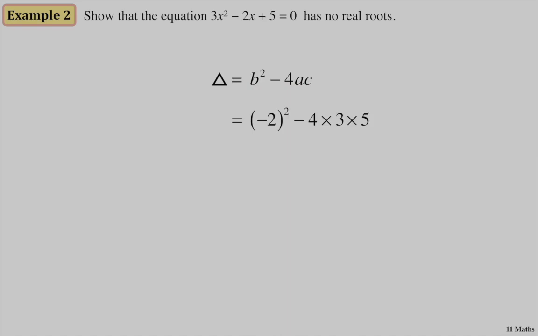Let's just find out what the discriminant is. So I know that a is 3, b is -2, and c is 5. Let's put them into the formula for the discriminant, and it works out to -56. Remember, the discriminant is the bit under the square root sign, and you can't take the square root of -56. So that's nonsense. Because the discriminant is negative, there are no real roots.